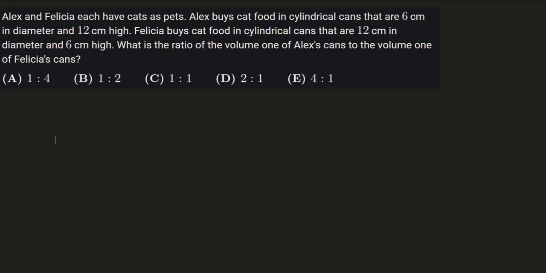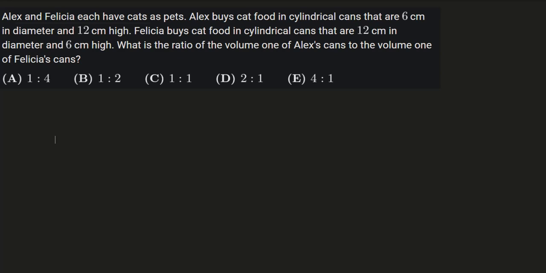And the question is, what is the ratio of the volume of one of Alex's cans to the volume of one of Felicia's cans? So that's basically the ratio of the volume of two different cylindrical cans. Good. So this problem is fairly verbose. However, the concepts behind the problem are quite simple. It's very straightforward. It's about solid geometry.